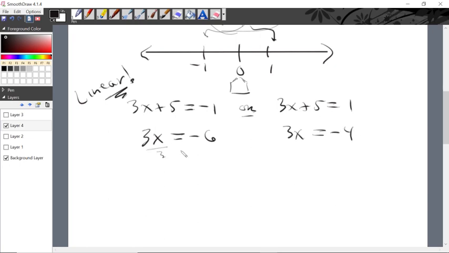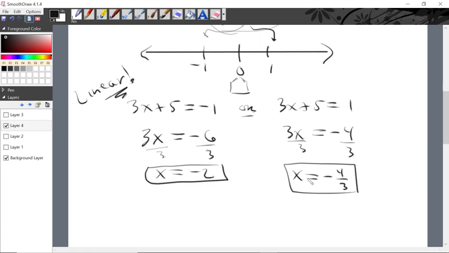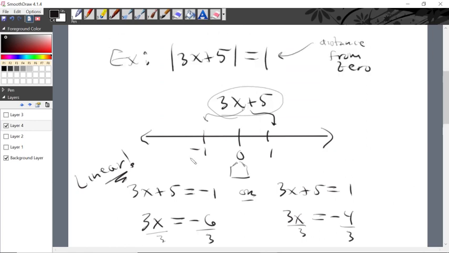Divide by 3, divide by 3. We get x equals negative 2. And over here, divide by 3, divide by 3. We get x equals negative 4 thirds. Okay, two potential solutions. We can see if they're correct by plugging them in.